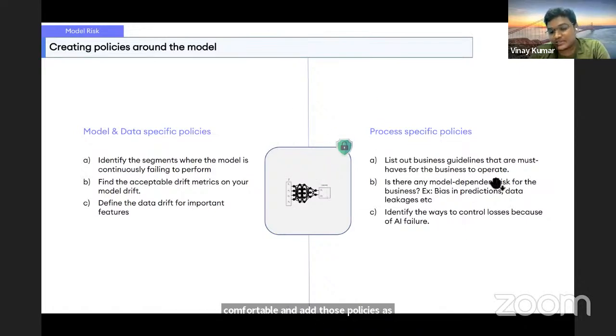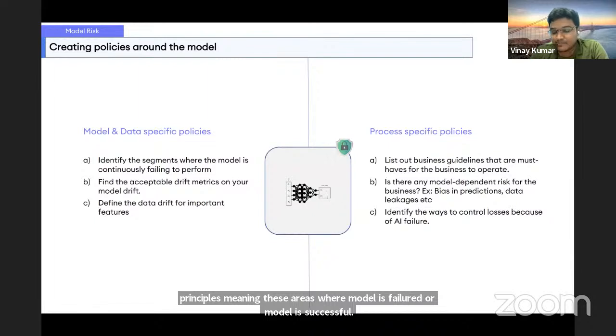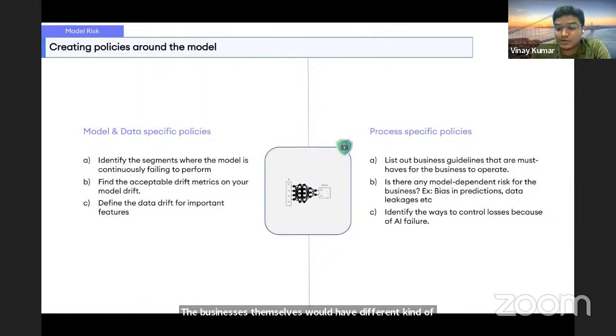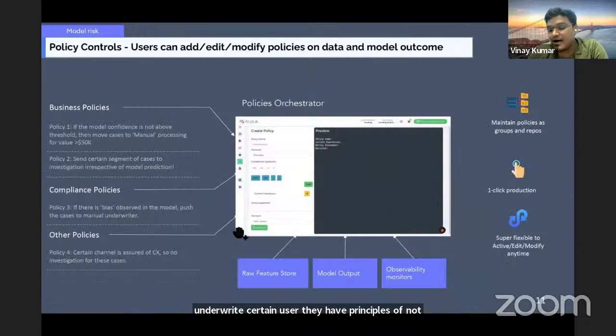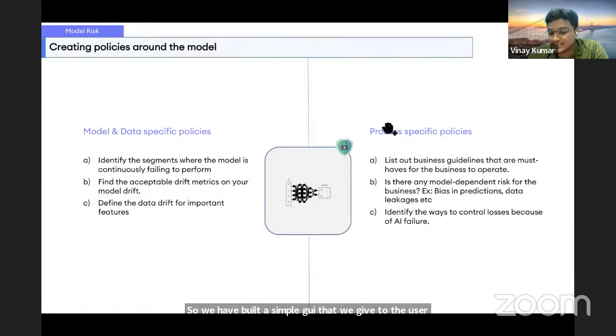And then that couples with the business principles, meaning these areas where the model has failed or succeeded, the businesses themselves would have different kinds of principles. Like, they may not want to underwrite a certain user. They have principles of not accepting a certain case and all. So they can add these policies in Arya.ai. We have built a simple GUI that we give to the user such that they own the process specific policies.